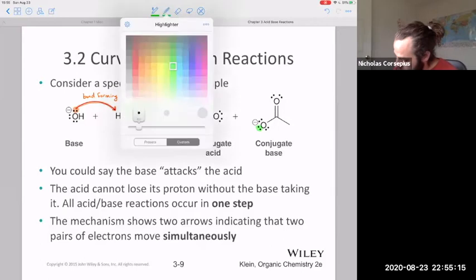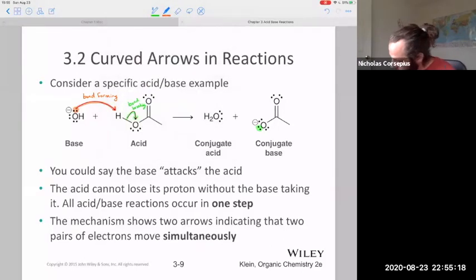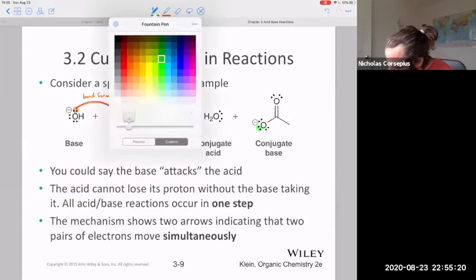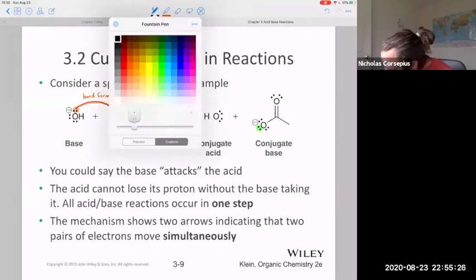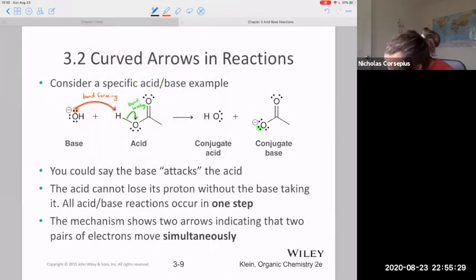And likewise, this orange arrow there would represent this new oxygen-hydrogen bond. All right, and then all the same rules that we learned about before still apply. Notice that the net charge on my base has gone from 0 to +1 on my conjugate acid, and the net charge on my acid has gone to -1 on my conjugate base, right? So we've got to make sure that we're keeping track of our charges.